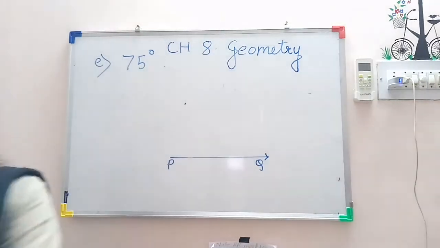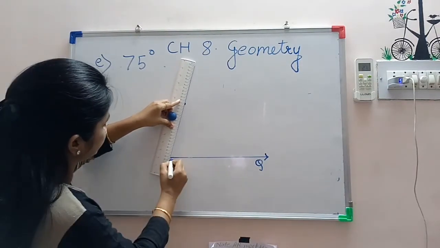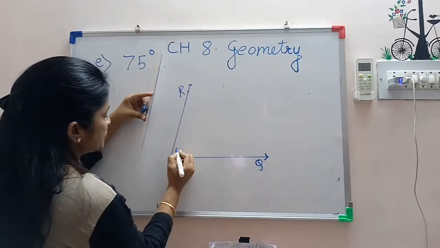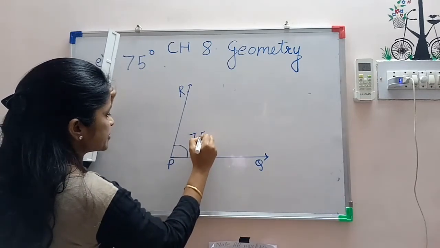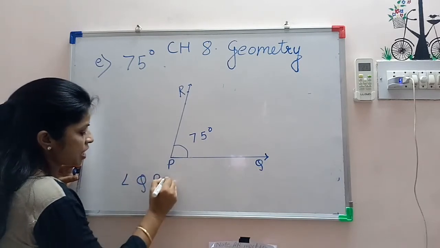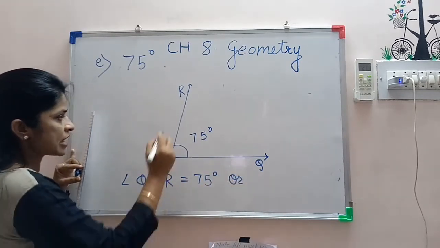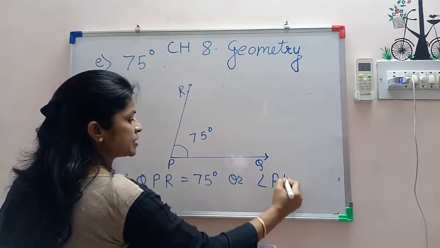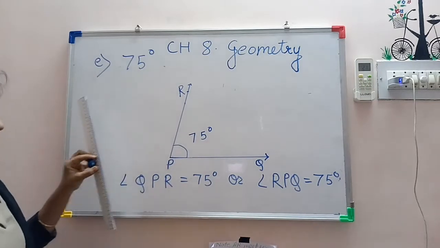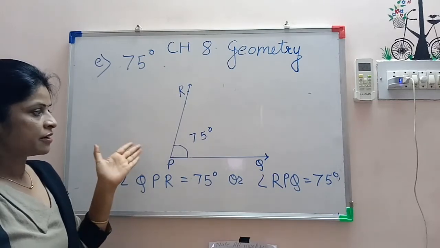We will remove it and we will draw another ray and we will name it as R. The measurement of this angle is 75 degree. Now we will name it as angle QPR is equal to 75 degree, or you can name it as angle RPQ is equal to 75 degree. And this angle is less than 90, so we can say this is an acute angle.